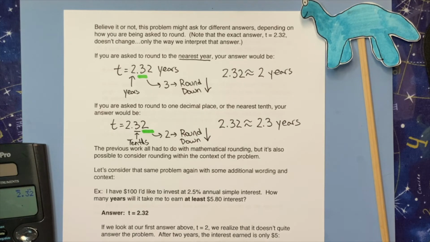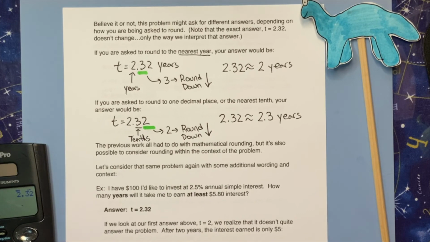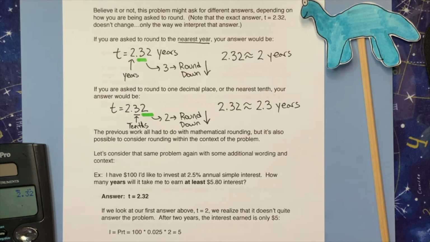So all of that was mathematical rounding. Mathematical rounding is a thing. This is the rule. This is how we do it in math. But the truth is applications, i.e. word problems, require you to be more careful about how you're going to answer these.